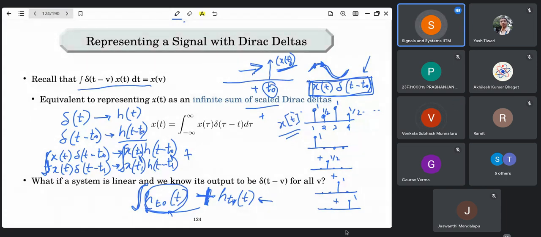So I can just simply multiply the Dirac delta signal at that particular point and get the value. I can sample things only using Dirac delta. There is no other way to do that.